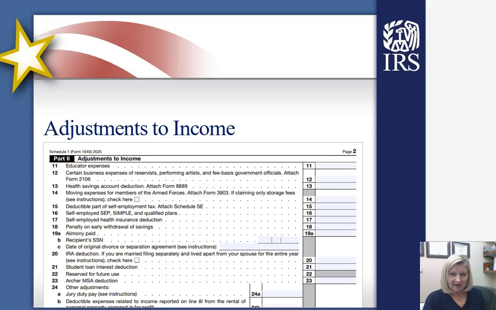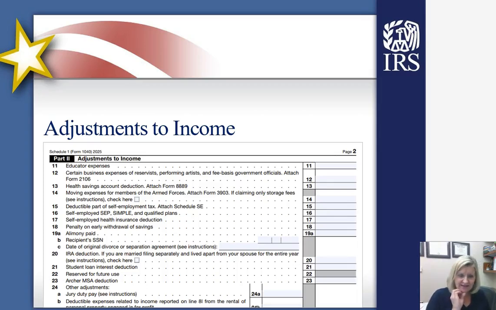So we have above the line and below the line deductions. The adjustments to income are the above the line deductions. So we are going to go through and talk about who is entitled to take these adjustments. These are going to reduce the taxable income before standard or itemized deductions.